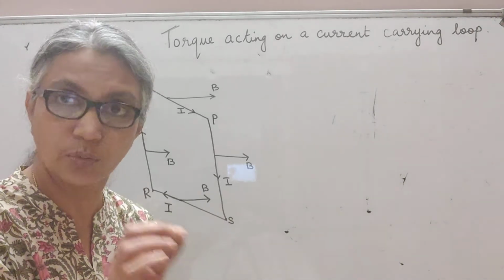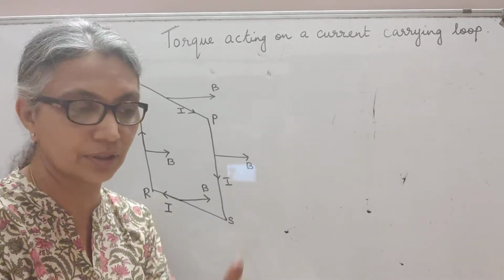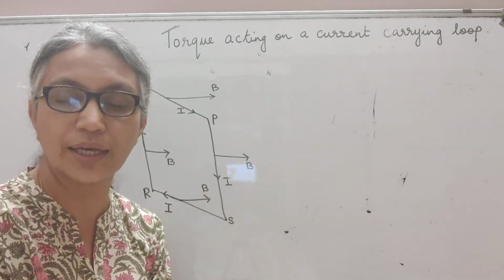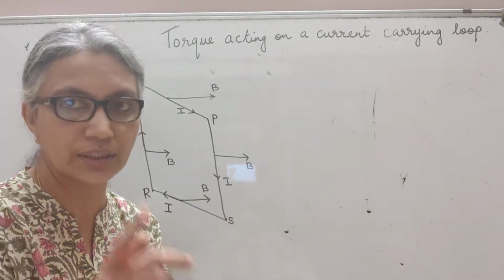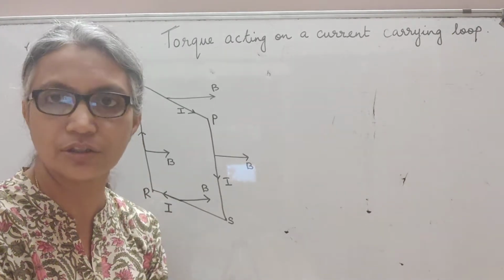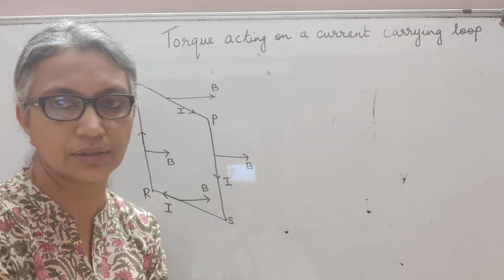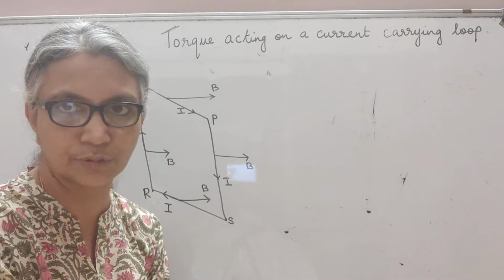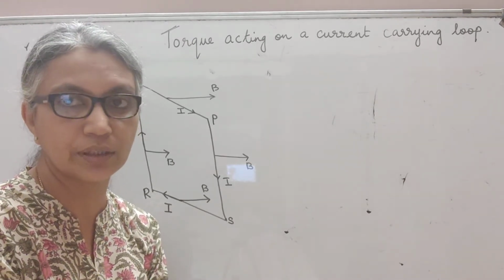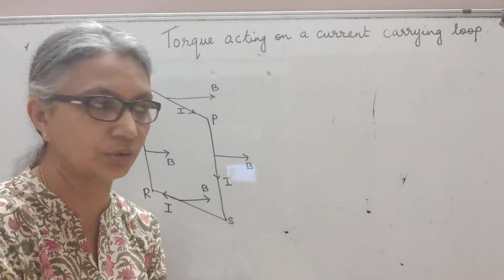Otherwise, please go back into that previous session and check. A current carrying conductor, when placed in an external magnetic field, will experience a force given by Fleming's left hand rule. The magnitude of that force is ILB sine theta, where theta is the angle between the length and the magnetic field. Length is in the direction of current, and it's the cross product between the length and the magnetic field. Cross product, as you know, the resultant will be perpendicular to the plane containing L and B and given by the right hand screw rule.